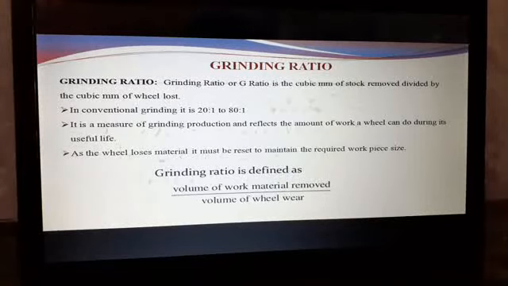But when we talk about stainless steel, suppose, steel in comparison to mild steel is a harder material. So the G ratio will be lower for the steel. Okay, so that is the G ratio. Another thing, grinding wheel material. Grinding wheel material we will discuss in the specification of the grinding wheel.